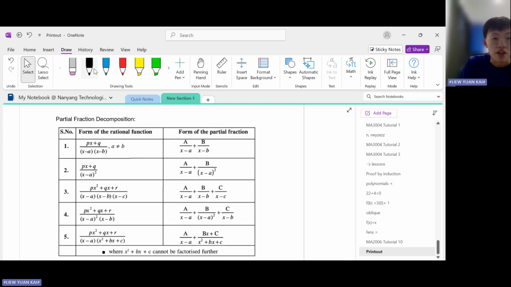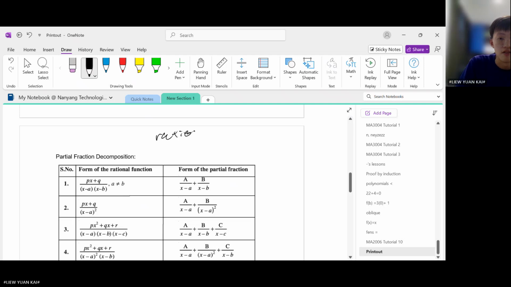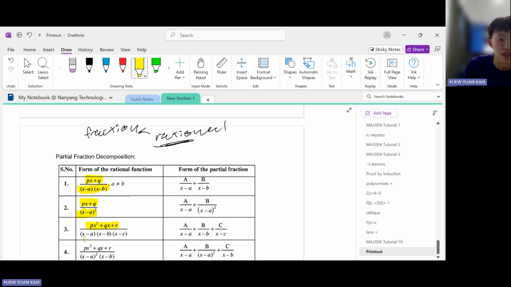So you see, partial fractions always involve rational functions. From the name itself, rational comes from the word ratio. Ratio means fraction. Rational functions are a fraction of two functions, a function divided by a function. More specifically, these are polynomials divided by polynomials.